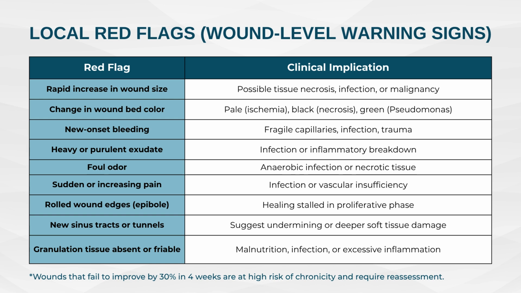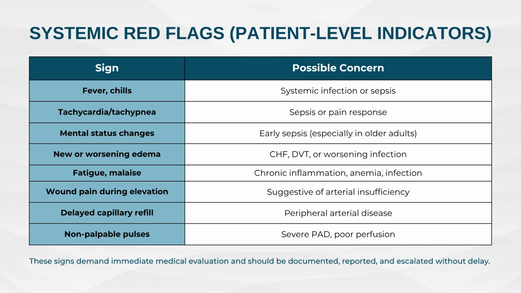Clinical pearl. If a wound doesn't reduce in size by at least 30% in 4 weeks, it's not healing properly. Reassess your plan. Don't just look at the wound, look at the patient. A wound may be small, but if systemic signs are present, it could be far more dangerous than it appears.